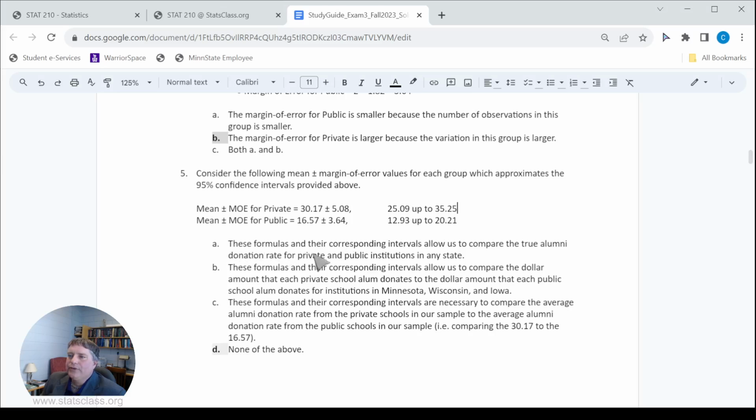How about A? These formulas and corresponding intervals allow us to compare the true alumni rate for public and private institutions in any state. Not good, because it's only colleges from Minnesota, Wisconsin, and Iowa. So A's out. These formulas and corresponding intervals allow us to compare the dollar amount of private and public in these 3 states. But what I'm missing here is the idea that it's for the average percent. Like in C, I do have that: average alumni donation rate.